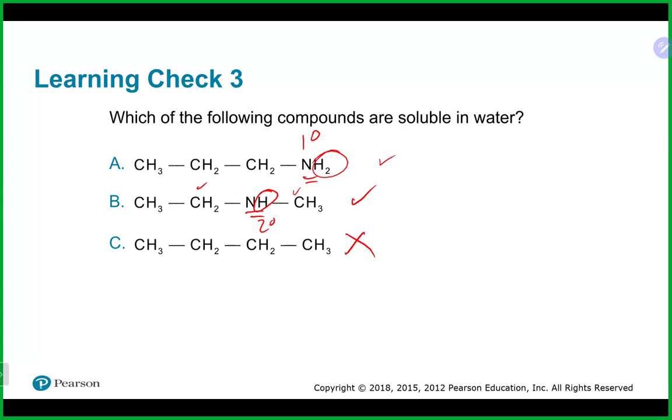The bottom one should not be good because that's an alkane. It's not an amine at all. There's no nitrogen in that molecule. It's going to use dispersion forces, and water is going to use hydrogen bonding, so that's not going to mix really well at all. Any questions on that there?